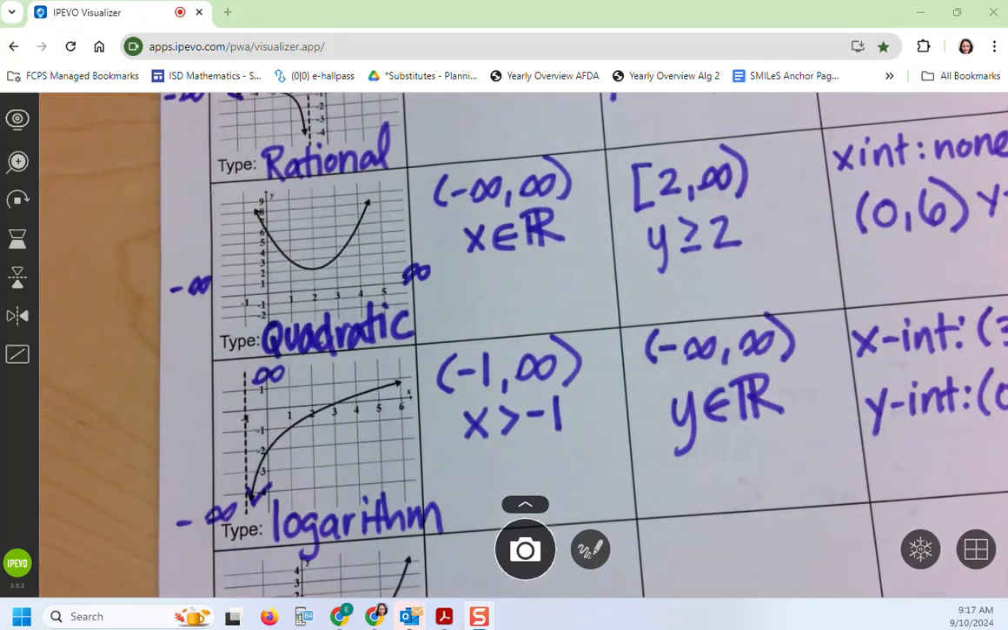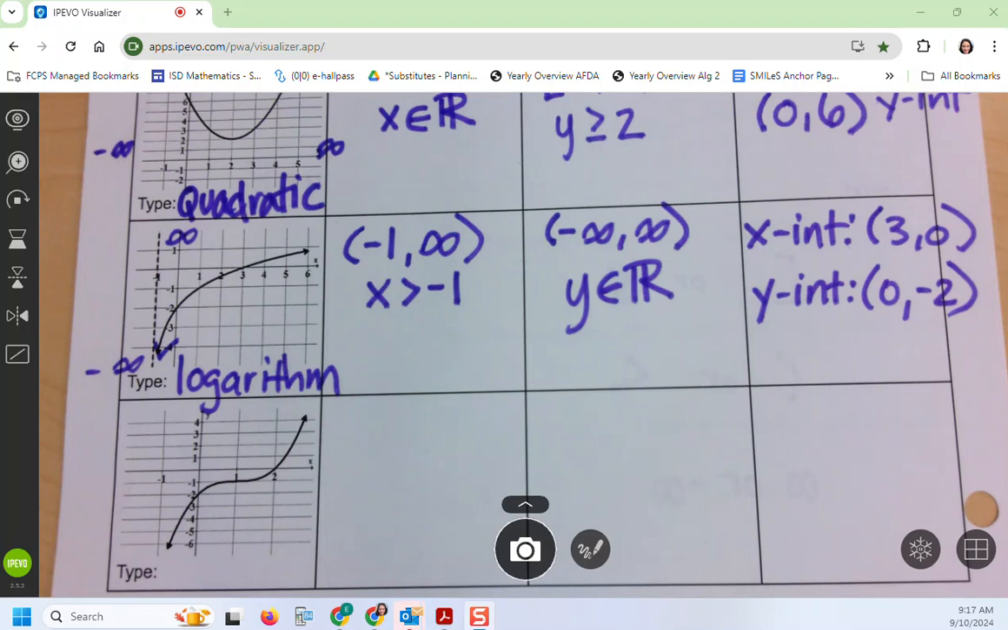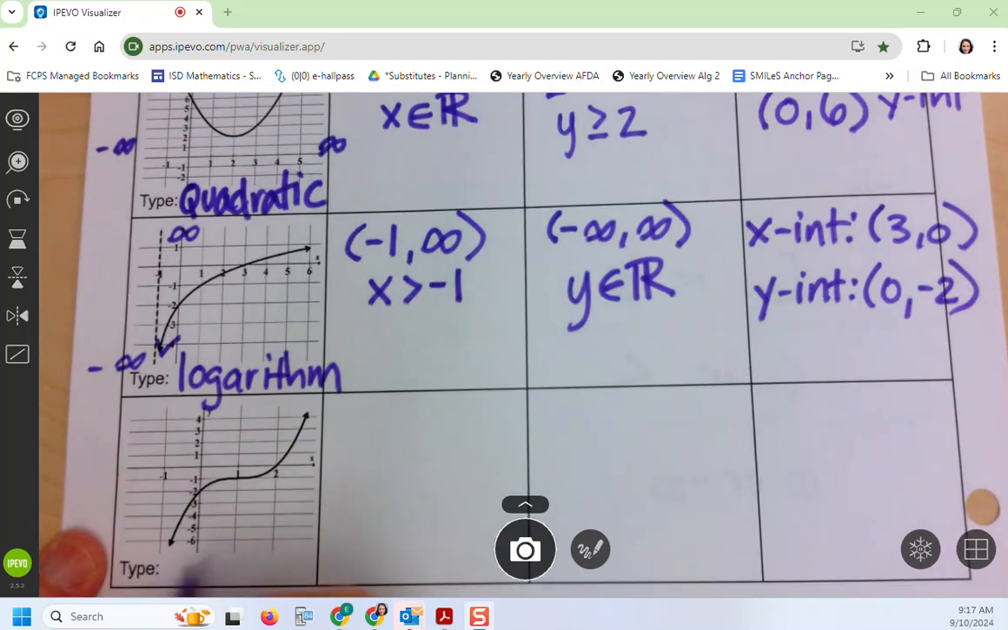Looking at the shape of this one, comparing it to the shapes of the parent graphs. If you haven't done it yet, do it now. Compare it to the shapes of the parent graphs. What do we have here? Cube, right. It's a cube function. Sometimes you write it as this. Sometimes you would write cubic. It doesn't matter. Cube or cubic. Okay?